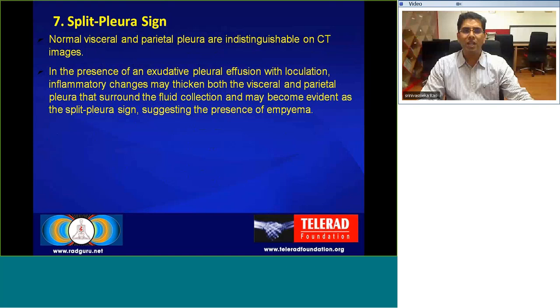So next one is the Split-Pleura sign. Normally we do not see the visceral and parietal pleura on CT images. We cannot really distinguish them unless there is an inflammation or an infection in this pleural cavity, where the visceral and parietal pleura enhance with fluid in between these two layers. That's when we can call this a Split-Pleura sign, and this is a classical sign of empyema.